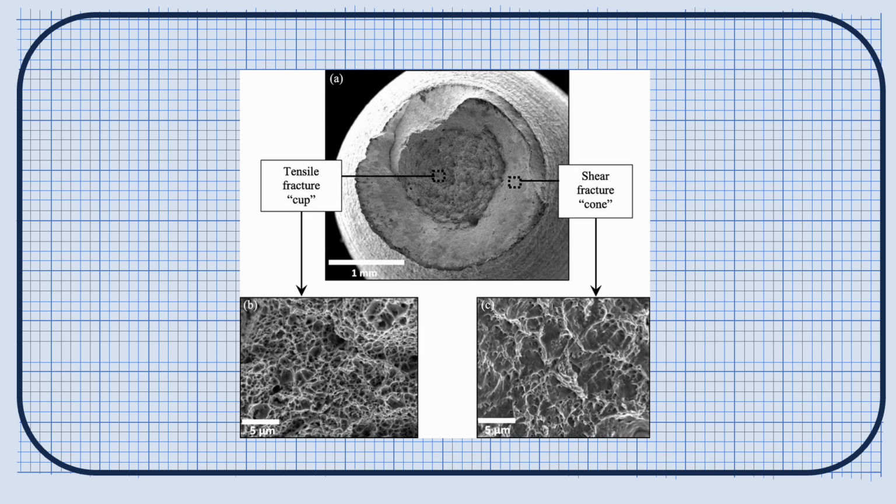Here's another image using electron microscope. So here is the area where failure was started with microvoids, and this is what they look like, craters on the surface. And then from there out, we have our shear fracture, a much more cleaved, sort of flat surface.